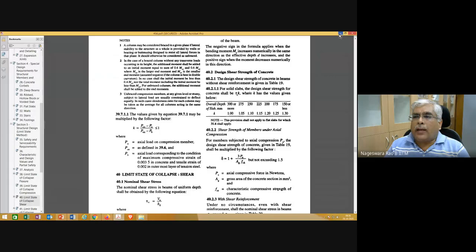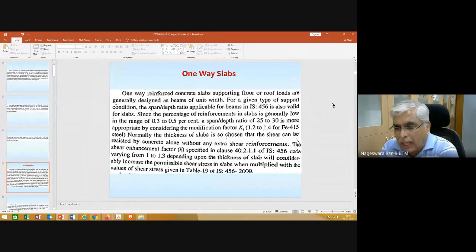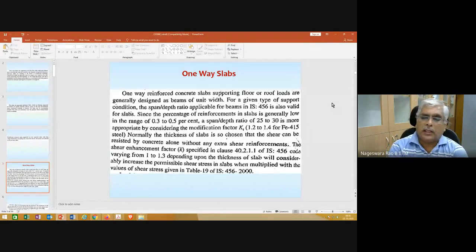Okay, so I'm planning to cover slabs and afterwards columns, and then footings. We may not have time to cover footings, so that's going to be the end of this course. Professor Amlan, you want to add something?